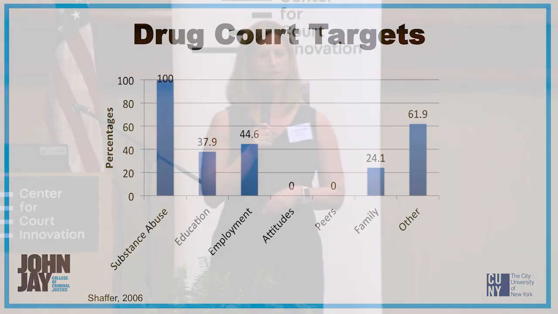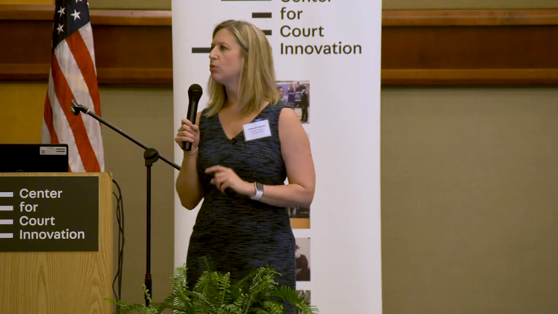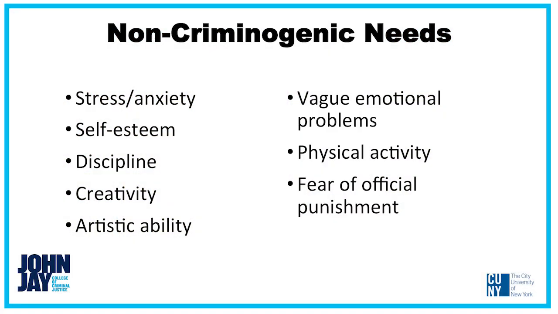What are these other needs? These other needs fall into what we call non-criminogenic needs, factors that might be important, but they don't predict recidivism. Things like mental health. It's important. We want people to function well, right? We want people to be stable. But targeting mental health alone doesn't reduce recidivism.